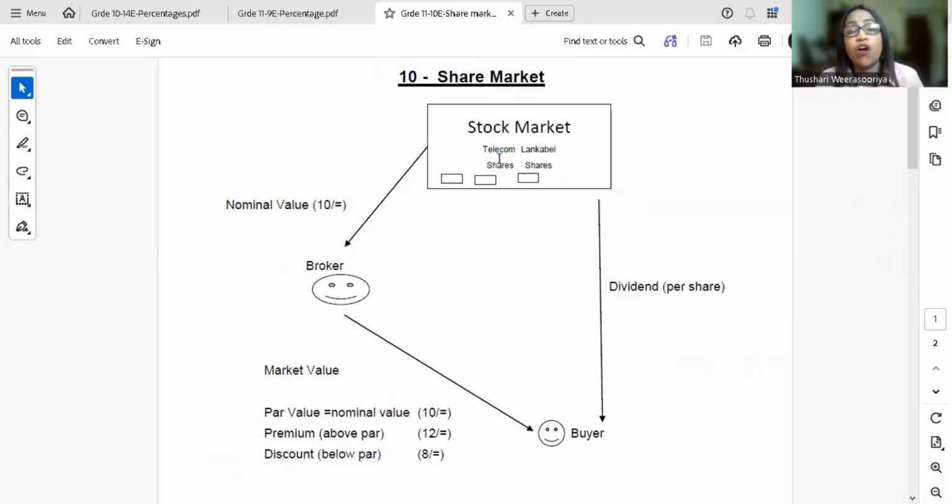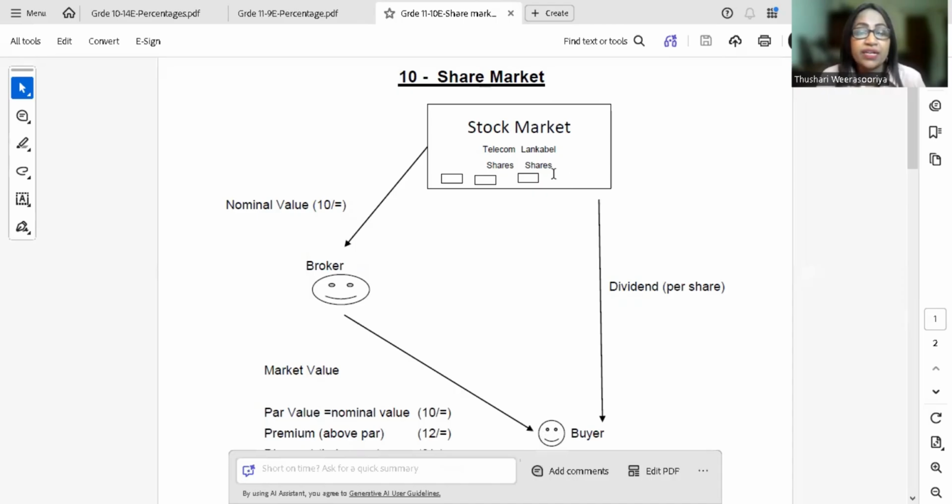Big companies, Telecom, Lankabel, HNB, Sampath Bank, likewise, there are a lot of big companies. They need money to expand their businesses, right? So they call outsiders to get the ownership by issuing shares. So from the share market, they issue the shares. Now, assume this is the buyer. This is me. I want to buy the share.